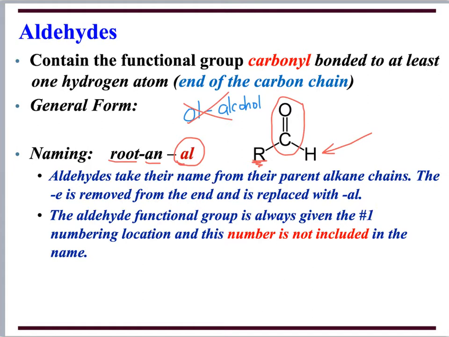Aldehydes get their name from their parent alkane chains, just like I said. So we're going to count the number of carbons in the chain, and we're going to put the ending as an Al. Now, important to note, there are no numbers in the name of an aldehyde. And I don't need any numbers because the number 1 location is always going to be the end of the molecule that contains that C double bond O.